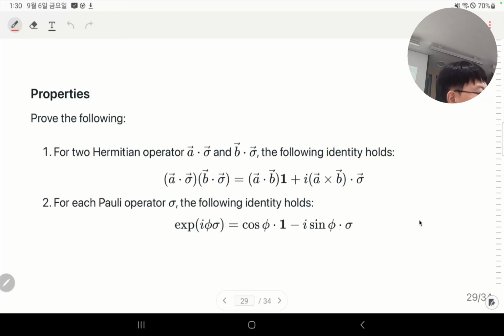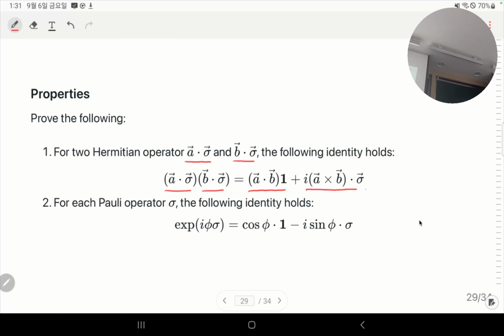Okay, here are two other properties that we can work on. Let's say we have two Hermitian operators like this one, A dot sigma, B dot sigma. So we don't have the identity operator added on. It's just a linear combination of three Pauli matrices. And let's say I want to multiply these two operators this way. Then it's the same as splitting this into the identity operator and a linear combination of Pauli operators like this. So it's not a trivial equation. So you have to derive it from left to right.